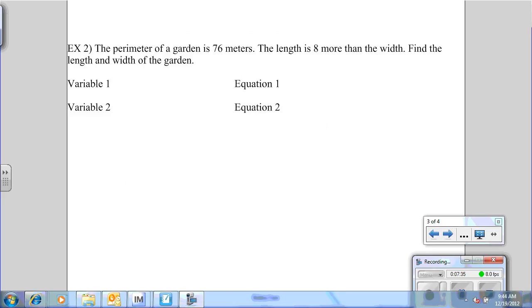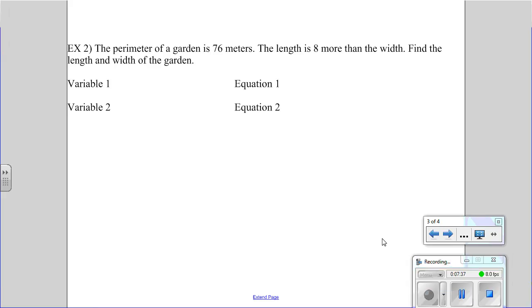These rectangle problems are a little bit different because we're actually going to be reading each sentence, and each sentence is going to get turned into an equation. The perimeter of a garden is 76 meters. The length is 8 more than the width. Find the length and width of the garden.